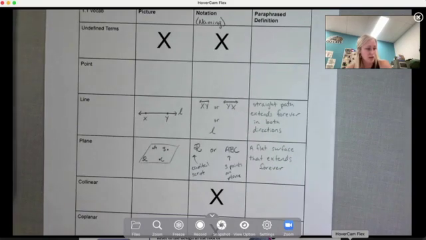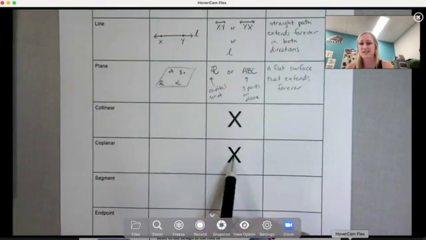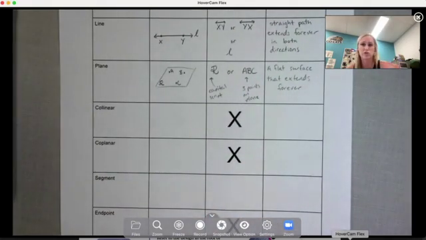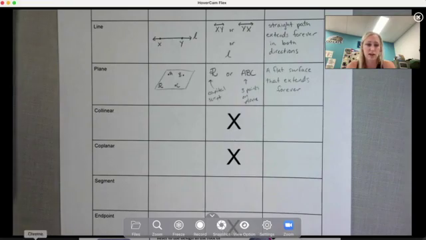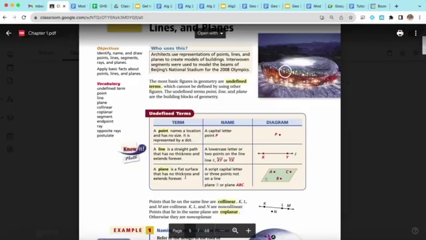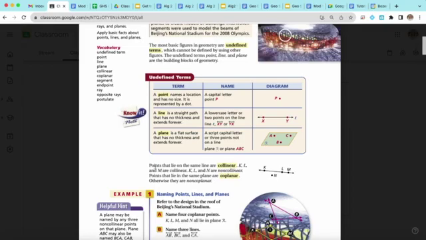Okay, I'm going to do maybe two more here with you. So you will notice as you get further on, there's some of these X's. That just means there's not a notation or not a picture to go with it, whatever box has the X in it. So I'm going to look at collinear and coplanar because they're actually super similar and they're in the same sentence together. If I scroll down, highlighted, that is collinear. It says points that lie on the same line.